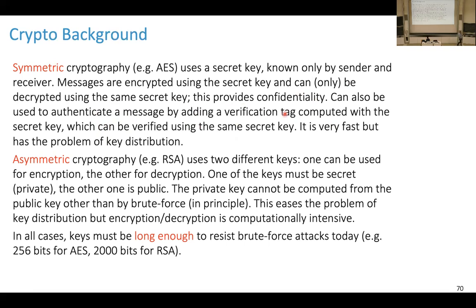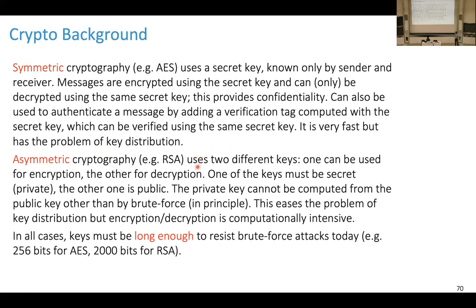But the problem is when you want to exchange a message with me in a secure way, you need before to have something in common, a secret key in common. So it means that you need to find a way to exchange something before beginning the exchange. So it's a bit complicated. This is a problem, and that's why asymmetric cryptography has been invented.